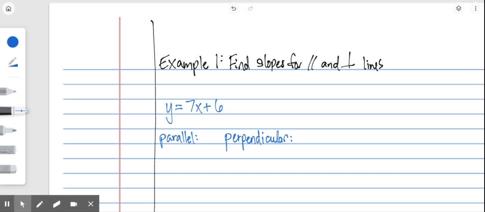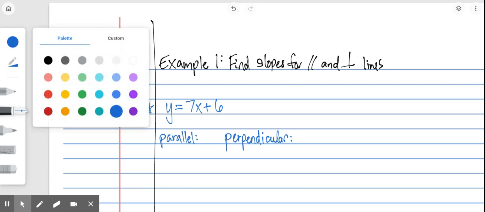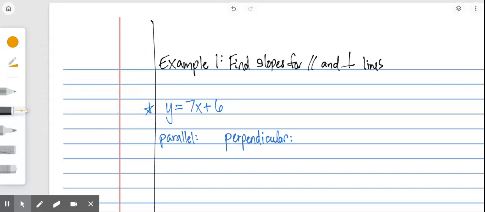All right, so example 1, we're going to find the slopes for parallel and perpendicular lines. So I gave an equation, y equals 7x plus 6. I'm going to recall from last year when we looked at equations, we have y equals mx plus b, and m is the slope, okay? And I'm going to write that over here, m equals the slope. So the number attached to the variable x is going to be the slope.